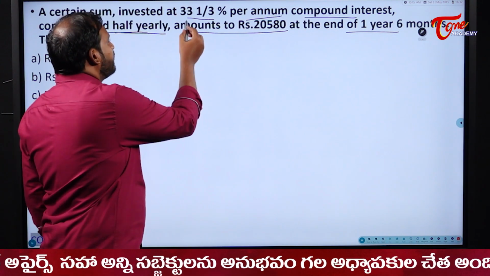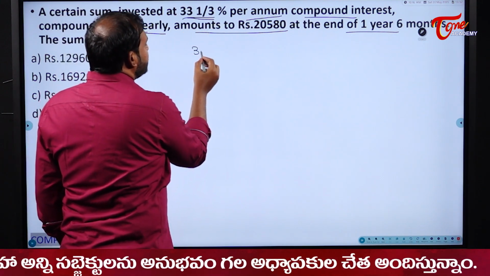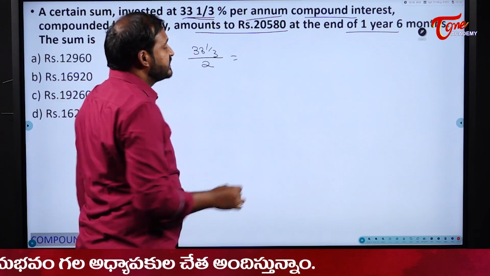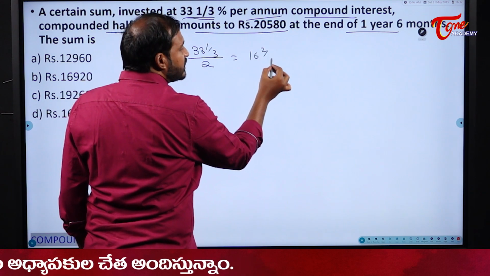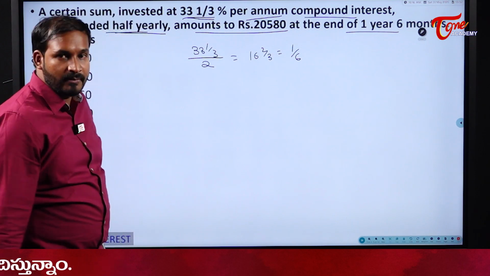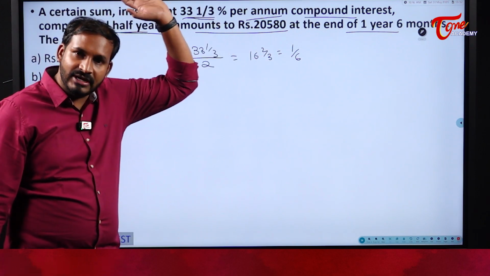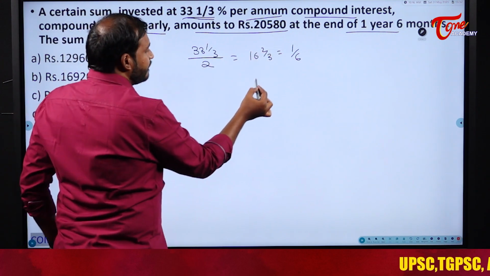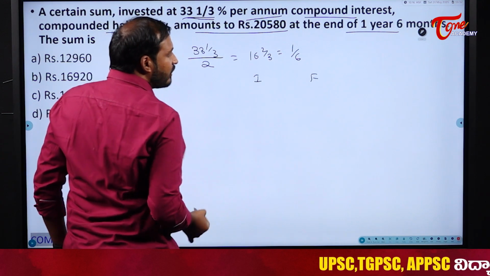Now when it comes to rate of interest, what it is actually? 33 1/3 by 2. What it becomes? 16 2/3. 16 2/3 means what, students? 1/6. 16 2/3% means 1/6. We know already, while discussing our percentage, we have learned this one. So now what happens to these students? Initial, final. So what you will write directly?